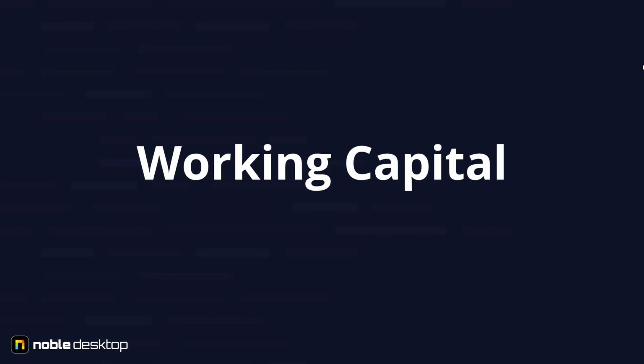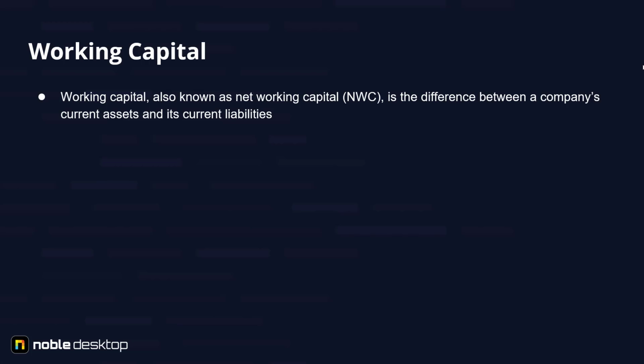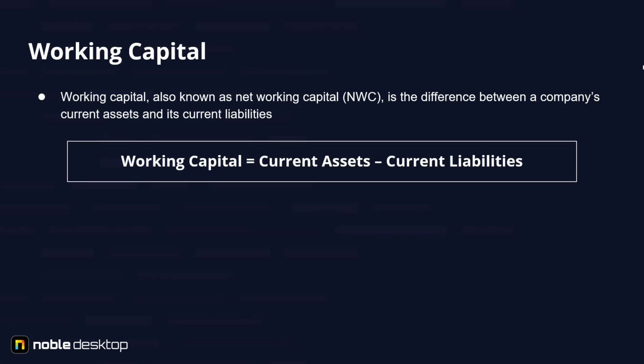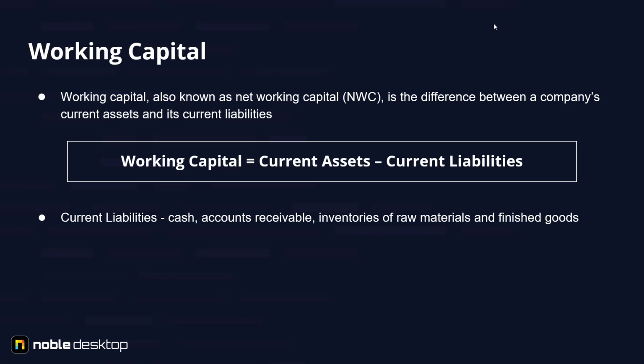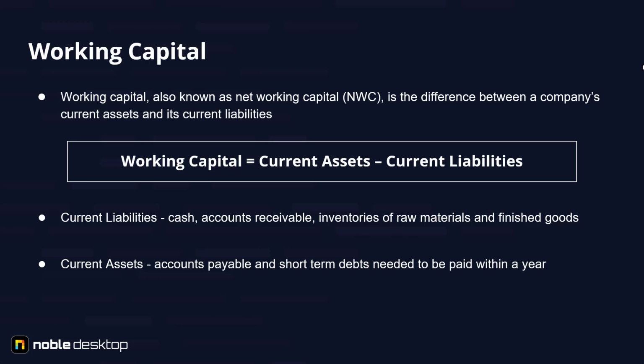In this video, we're going to talk about working capital. Working capital, also known as net working capital, is the difference between a company's current assets and its current liabilities. And here's the formula. Examples of current assets would be cash, accounts receivables, inventories of raw materials, and finished goods. Examples of current liabilities would be accounts payable and short-term debts needed to be paid within a year.